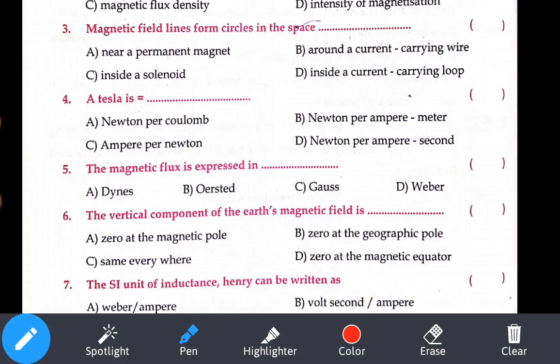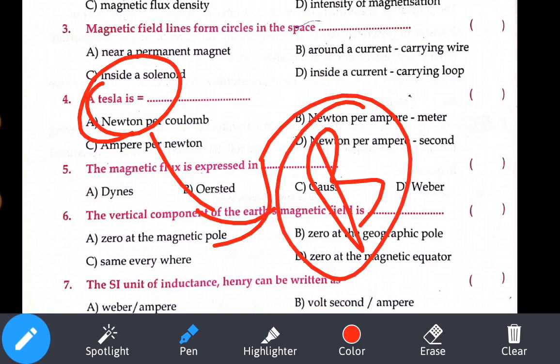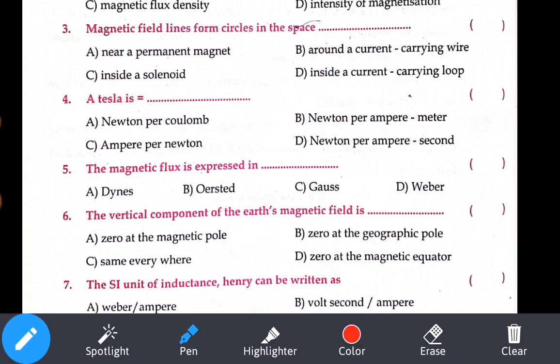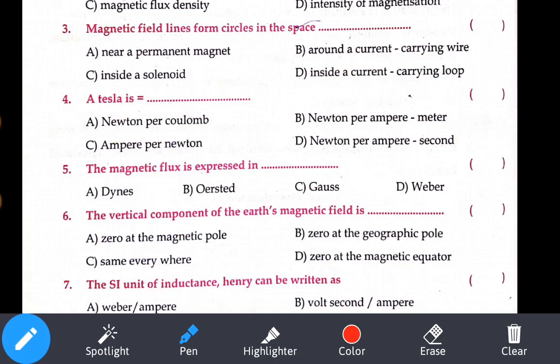So you tell me, a Tesla is equal to how much? Tesla is the unit of what? Can anyone say it? Tesla is the unit of magnetic flux density B. Now if you observe the options, they have all given in Newton. Newton is the unit for force. So we want to find the relation between the force and the magnetic flux density. You can use a force formula, right?